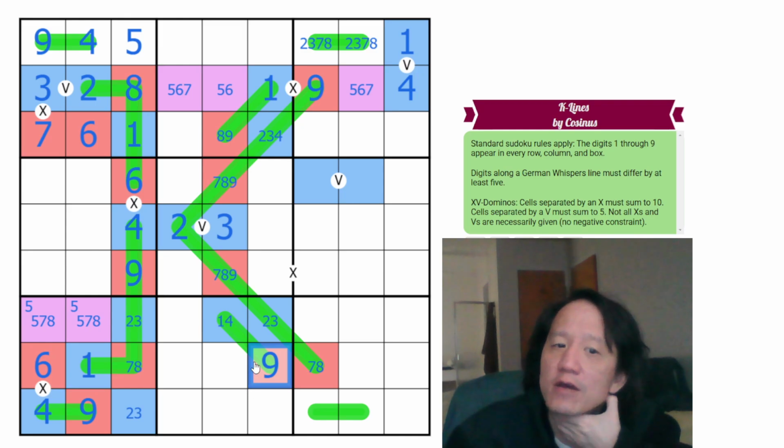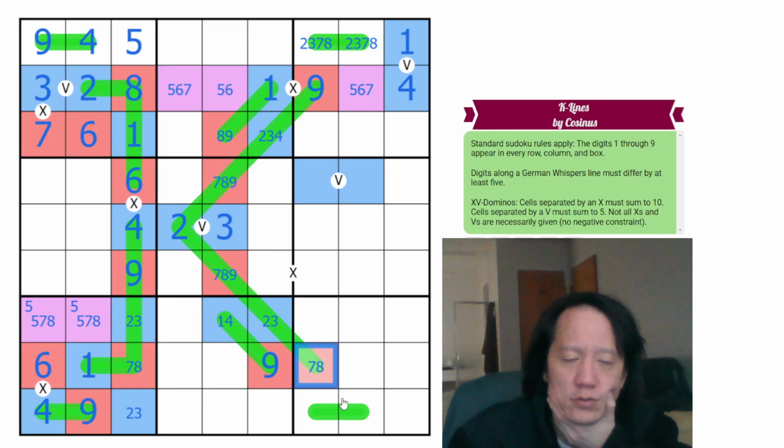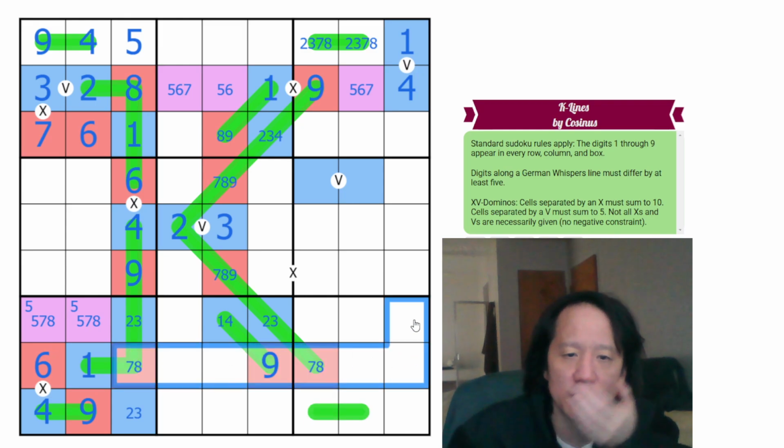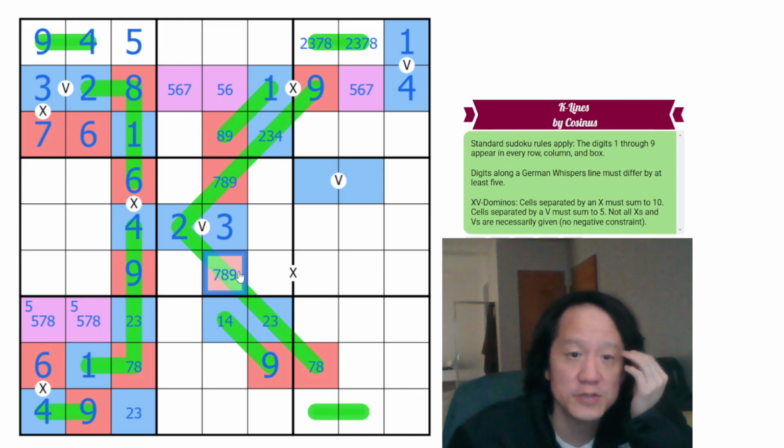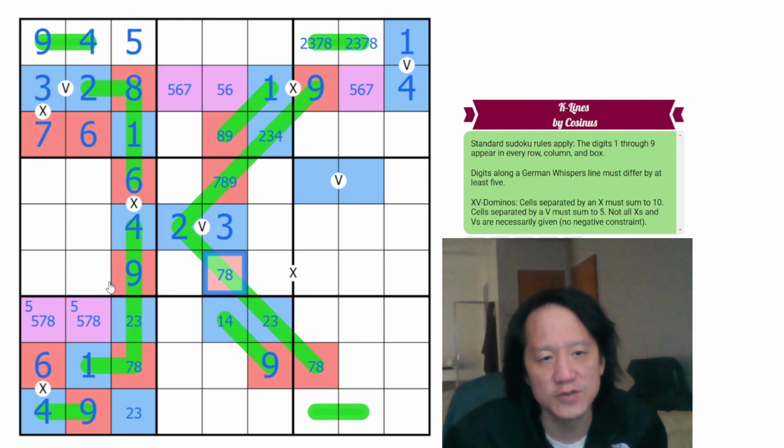What else do we have? One cannot be here. One cannot be here. Oh, this can't be 9 because of this 9. This also cannot be 9, so it can't be 1 and 9. It could be 2 and 8, so this would have to be 2 if that's the case, and that's 8. It could be 3, 7, in which case that's 3 and that's 7.